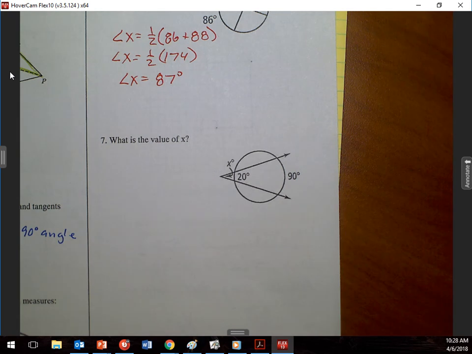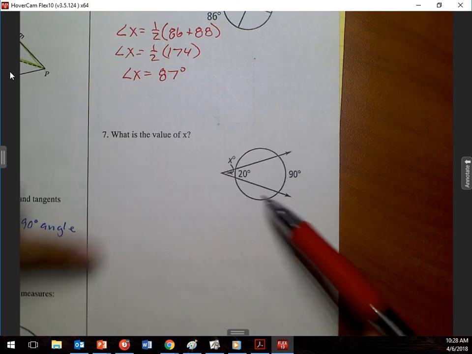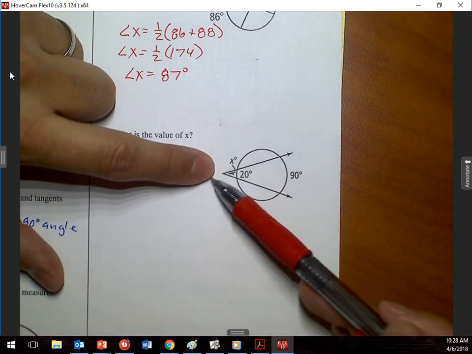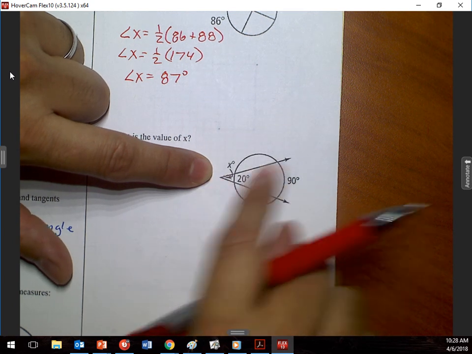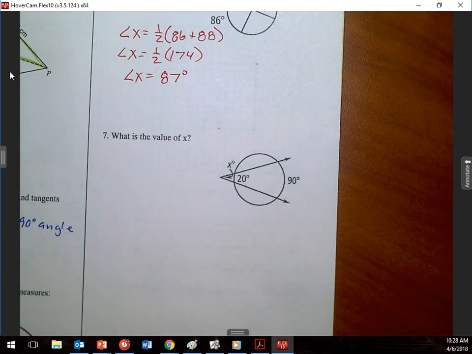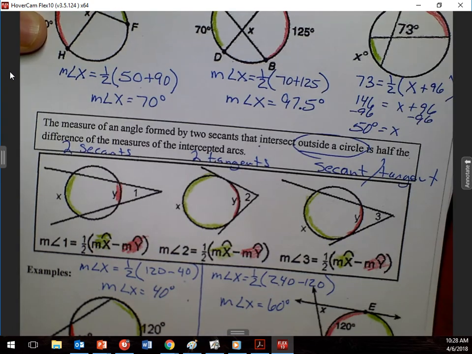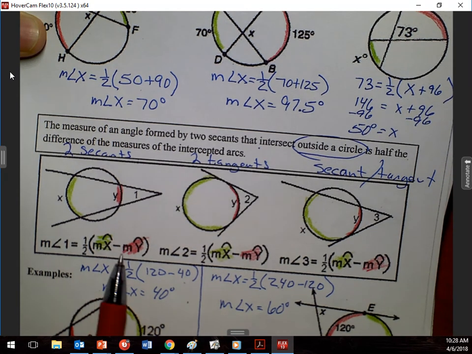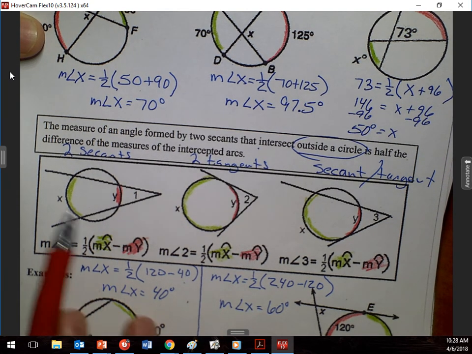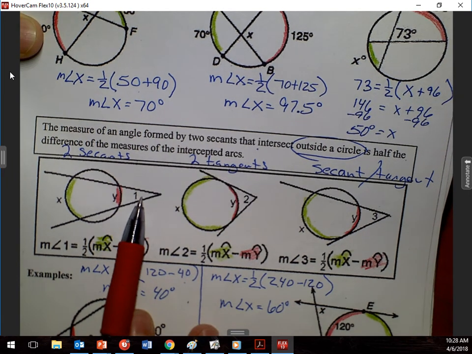Okay, so on the same set of notes. Now for number 7, is this line right here a secant or a tangent? It's a secant. It's cutting all the way through, right? So let's take a look. Here it is right here. It is 2 secants, so this one has a subtraction. My big arc minus my little arc would be equal to the angle out here.